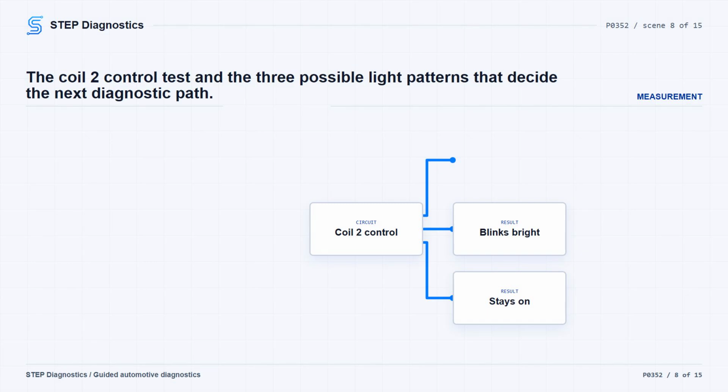Crank the engine for 5.0 seconds while watching the test light. If the light is brightly blinking, the control side is being pulsed, so move to the spark plug inspection. If the light is on constantly, follow the short-to-ground path. If the light is off constantly, follow the open or high-resistance path.